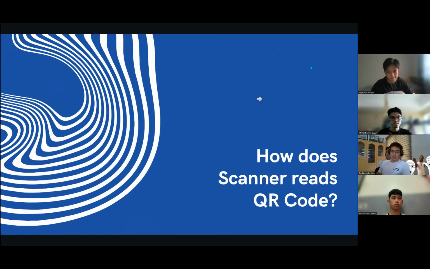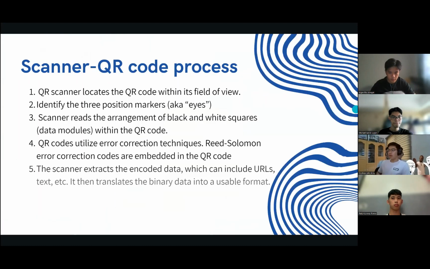How do scanners read QR codes? The QR scanner locates the QR code within its field of view. Then, it identifies the 3 position markers, aka the eyes, that help determine the orientation and alignment of the QR code. Next, the scanner reads the arrangement of black and white squares or data modules within the QR code.